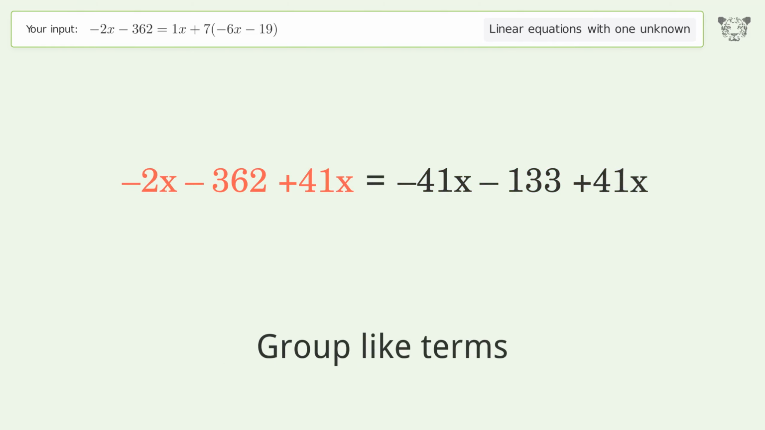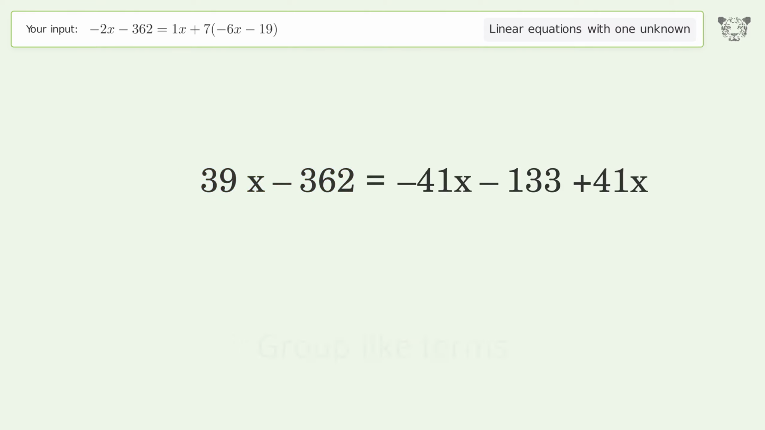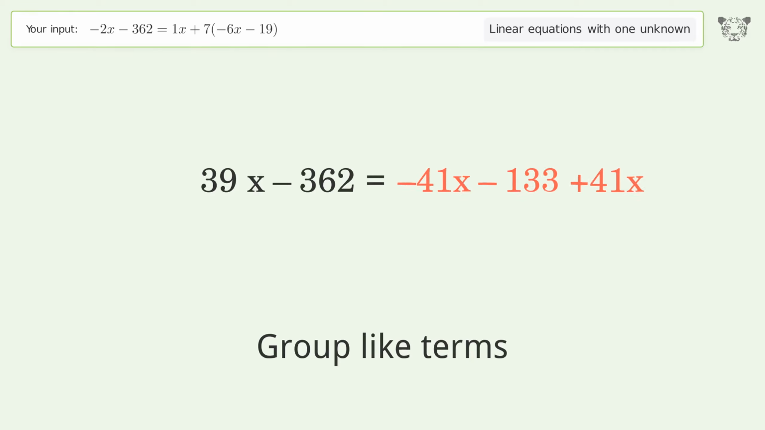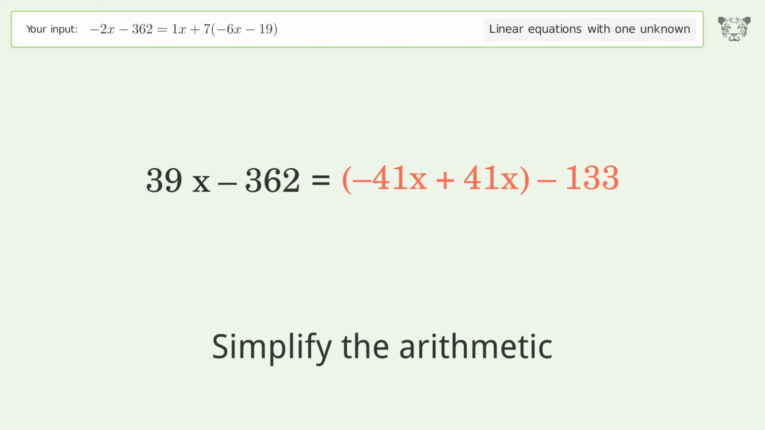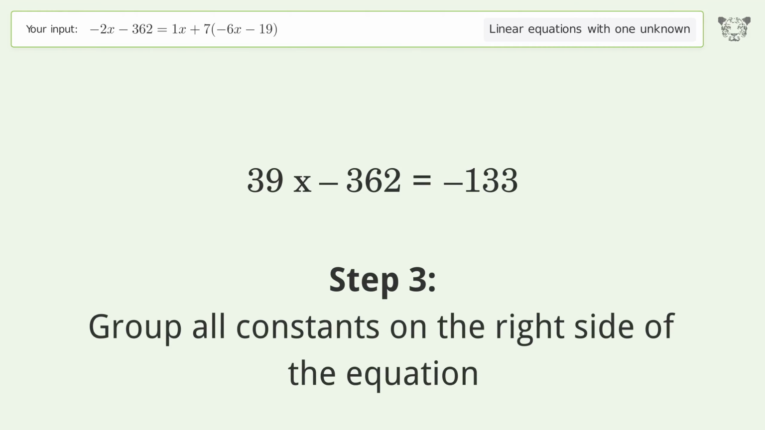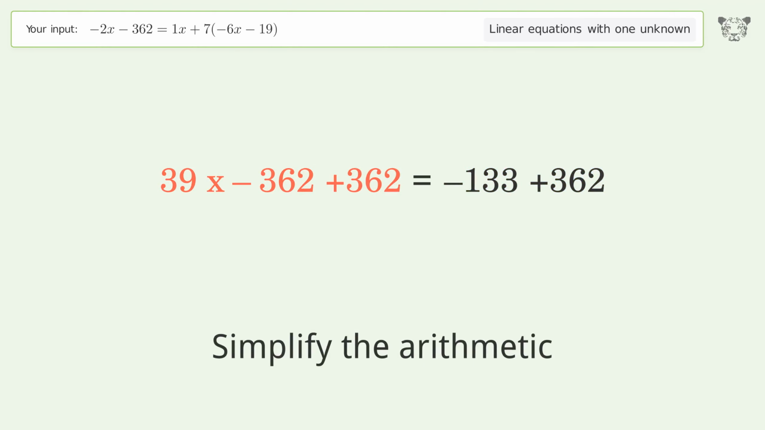Group like terms. Simplify the arithmetic. Group like terms. Simplify the arithmetic. Group all constants on the right side of the equation. Add 362 to both sides. Simplify the arithmetic.